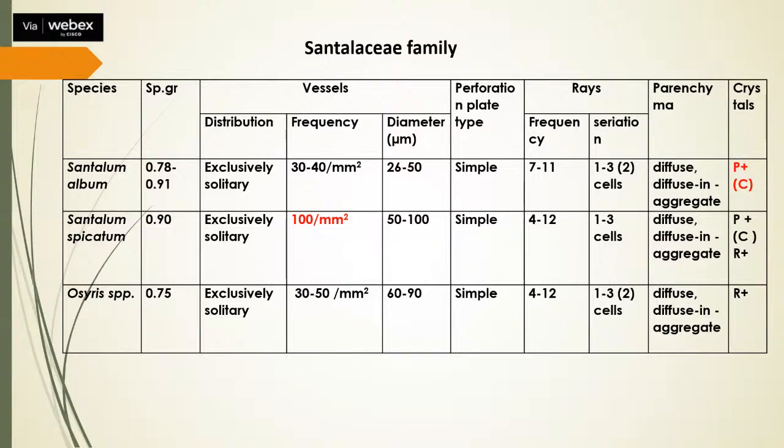The location of the crystals is different. In Santalum album, the crystals are located in the parenchyma in a chambered manner, whereas in Santalum spicatum, the crystals are located in both parenchyma and rays, and in Osyris, the crystals are located only in rays. This is the only differentiating character through which we can differentiate these three species: Santalum album, Santalum spicatum, and Osyris.